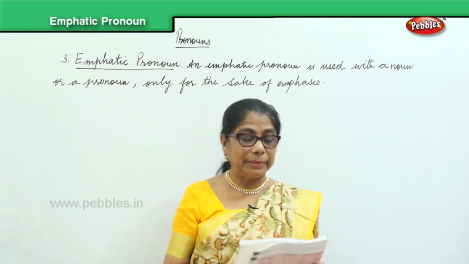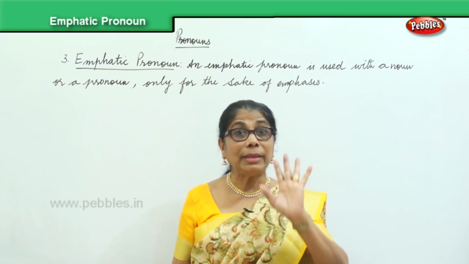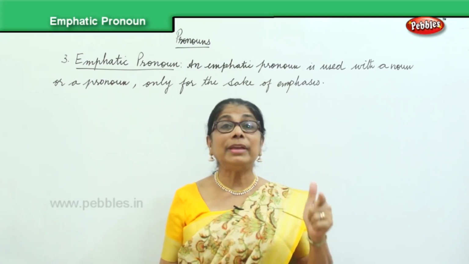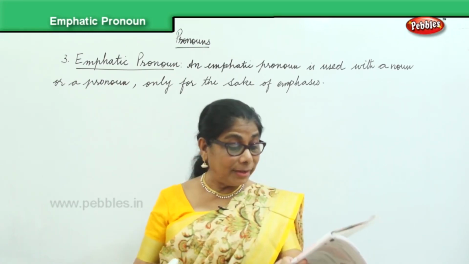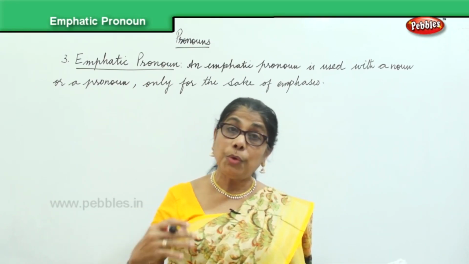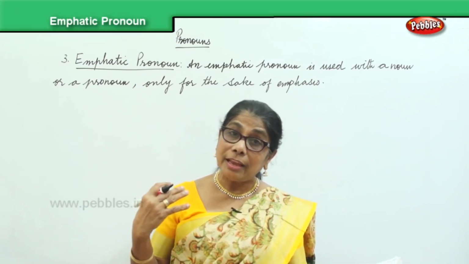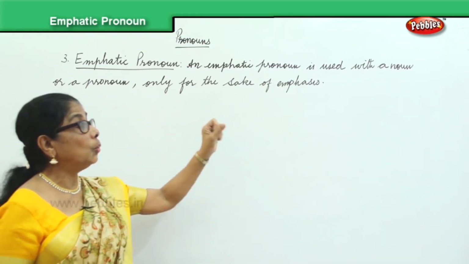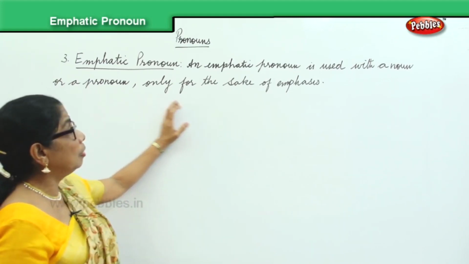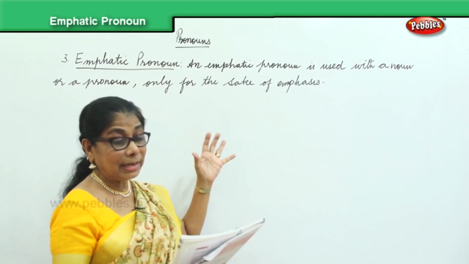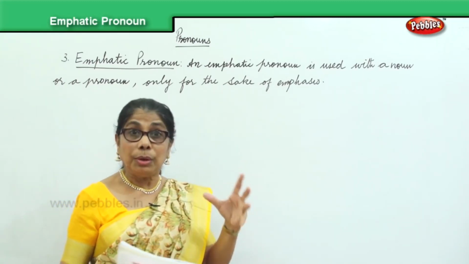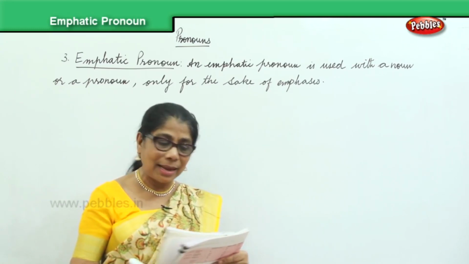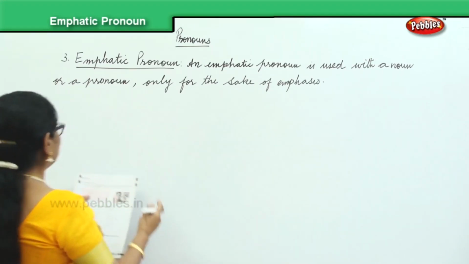Now we look at some examples. So we said we have done pronoun. There are 9 kinds. We have done personal pronoun. We have done reflexive pronoun. Now we go into emphatic. When you say emphatic pronoun, we are talking about emphatic pronoun used with a noun or a pronoun for the sake of emphasis, emphasizing something. You want to say this is it. Okay. Now let's look at the examples for us to understand better the emphatic pronoun.